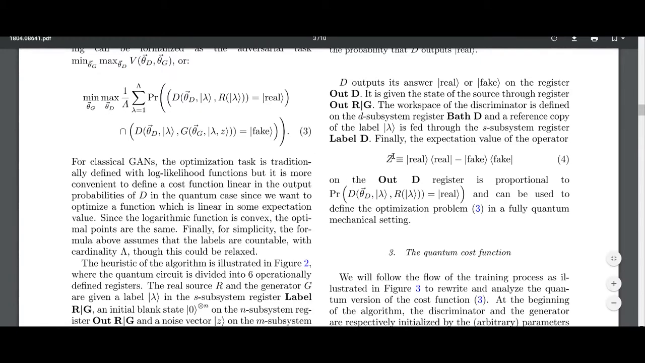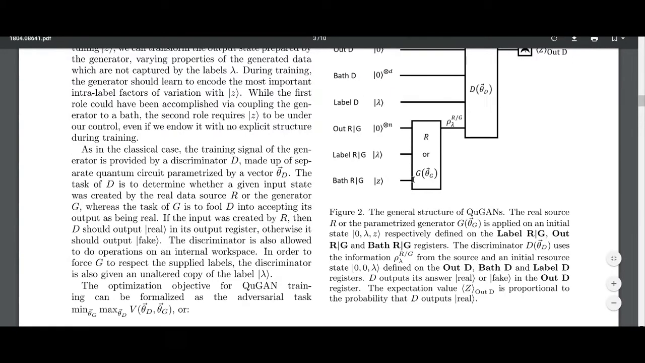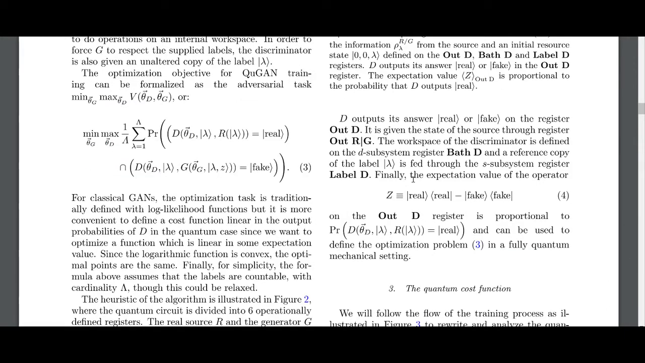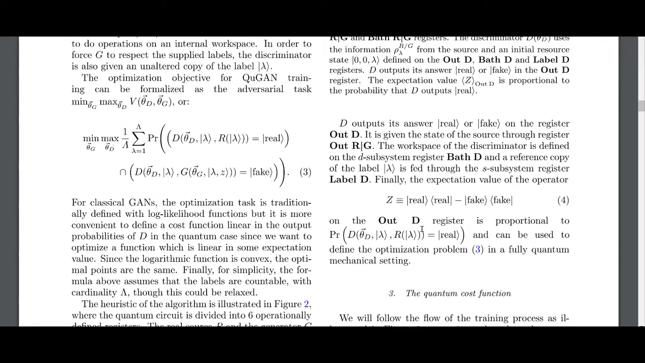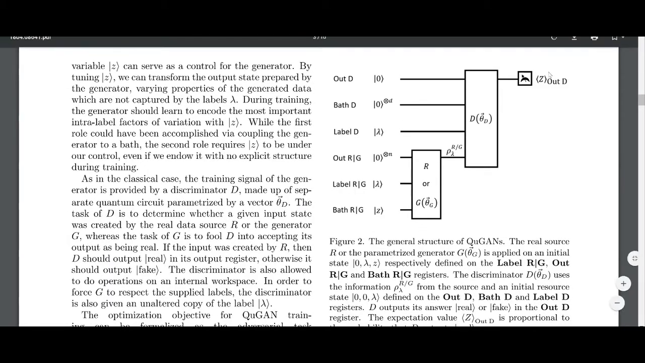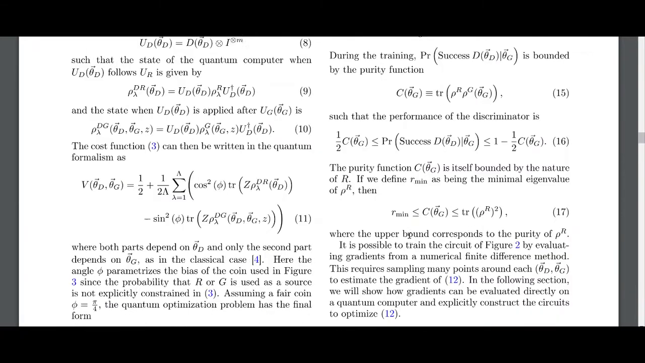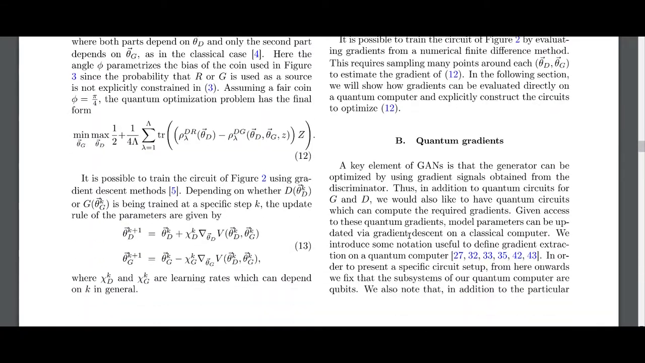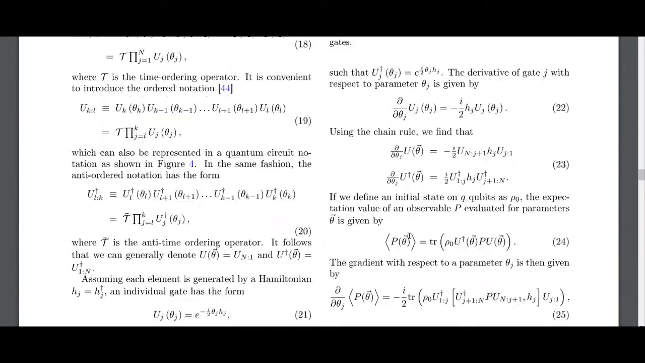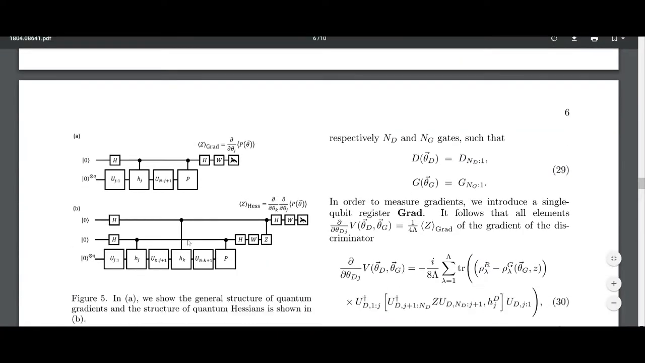The Z operator here. Okay, it's a measurement. That's what they're saying. So it's a controlled measurement? Like, is this what it is here? It's a controlled measurement? Maybe.